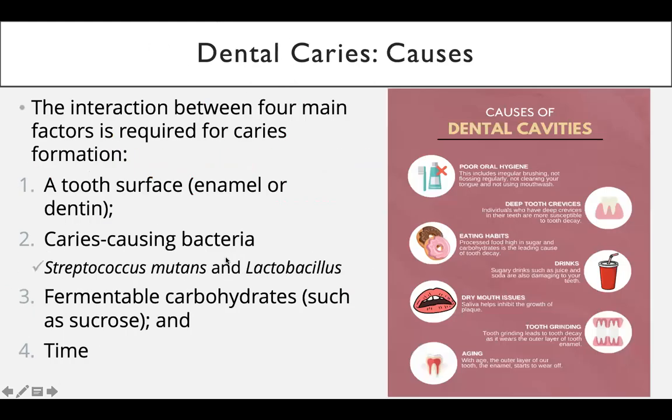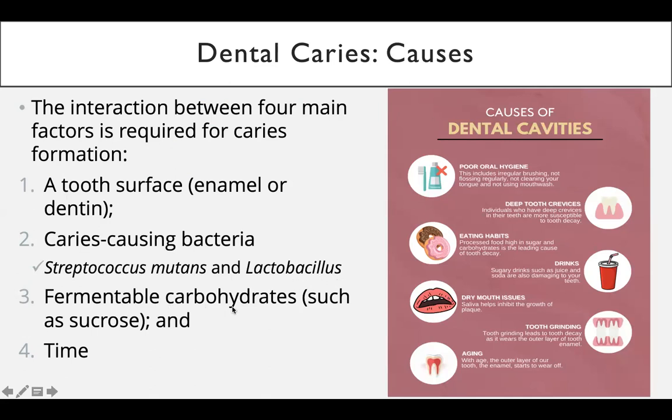Okay, next we go for the causes. What are the causes of dental decay? The interaction between four main factors is required for caries formation. There should be a tooth surface, enamel or dentin. There should be caries-causing bacteria: Streptococcus mutans. Streptococcus mutans is one of the favorites of the examiners to ask. And then there is Lactobacillus.